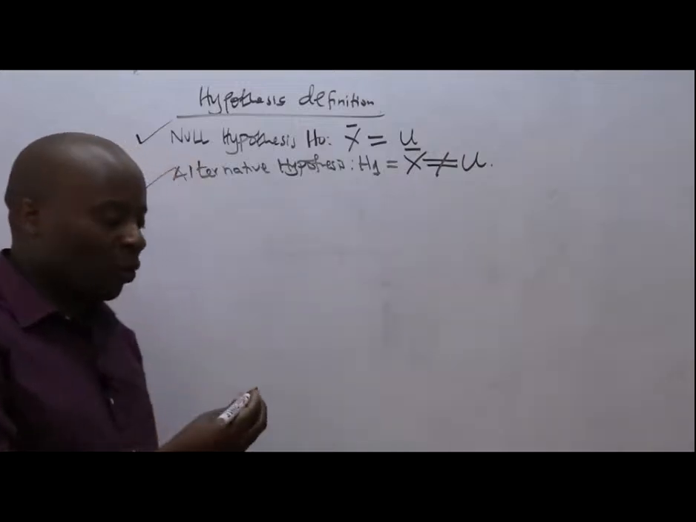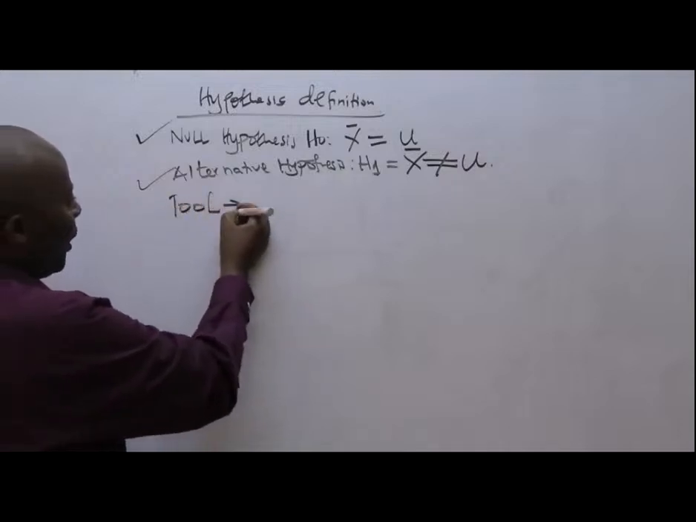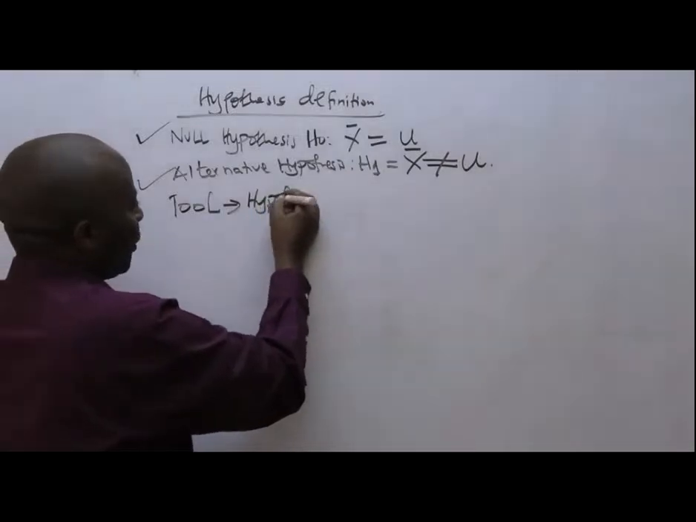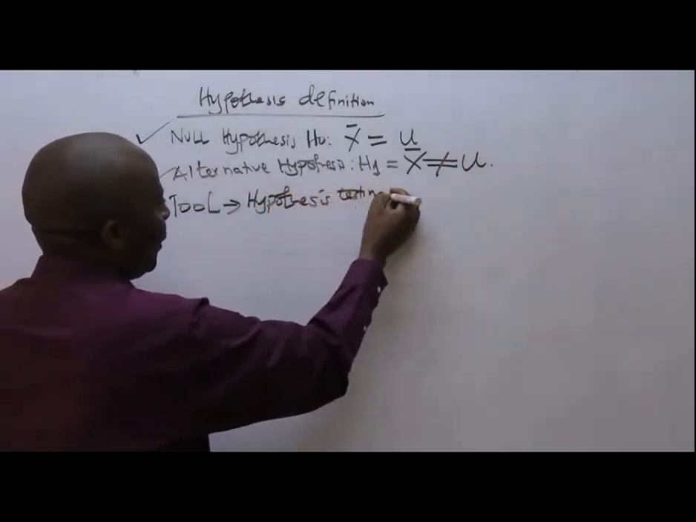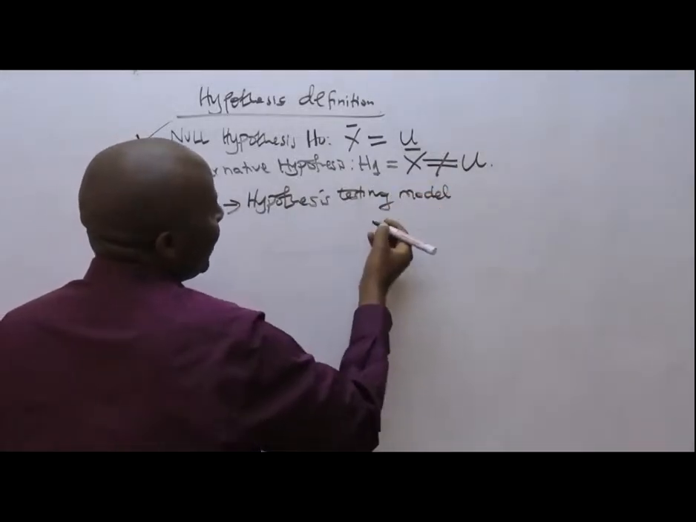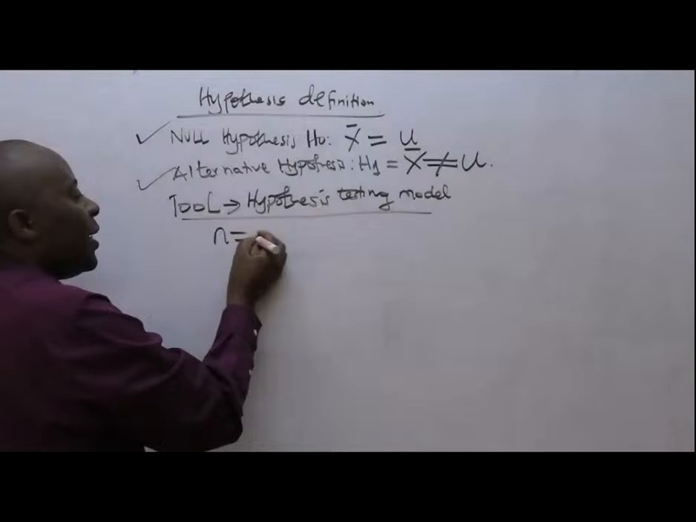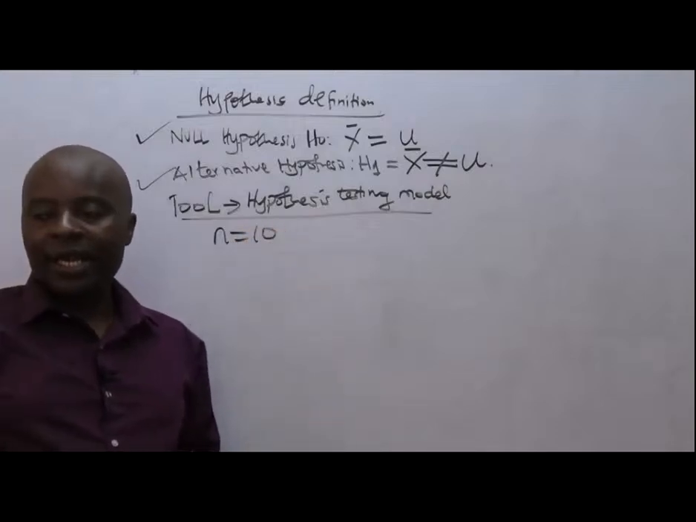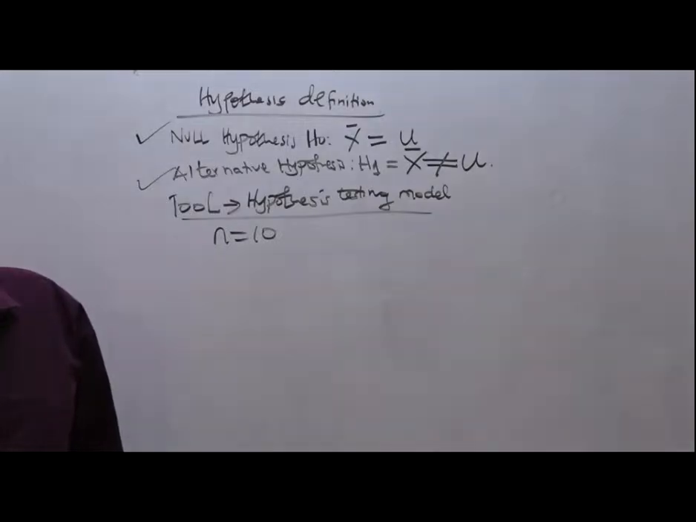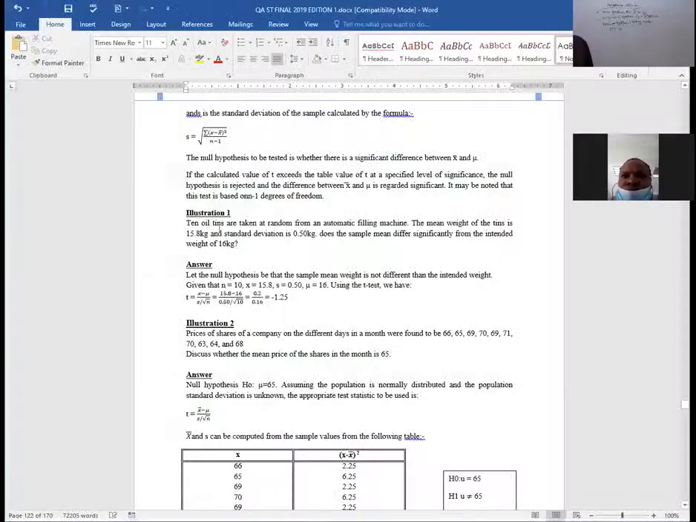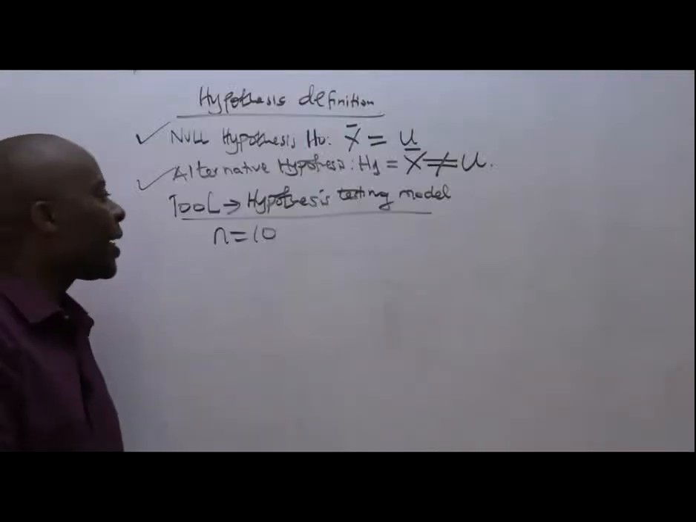Great. Now from there, we go to the hypothesis testing model. In the hypothesis testing model, you must know the size of the sample that you have. The sample that we have, the N here, is 10. These guys took 10 oil tins of this product. So N is 10.